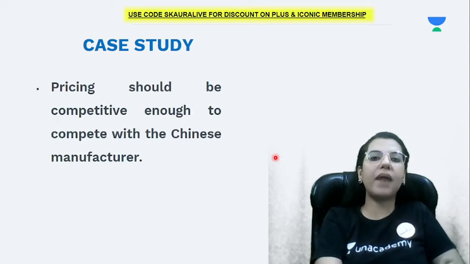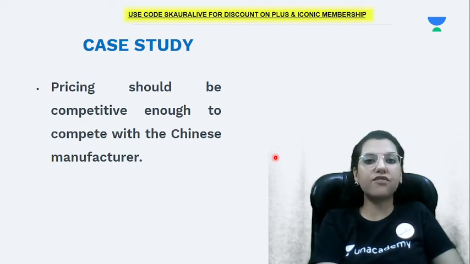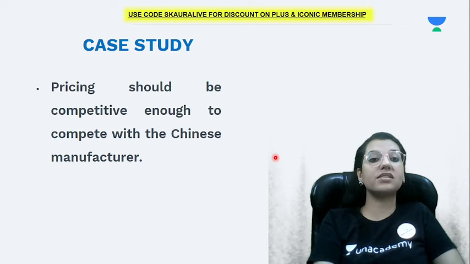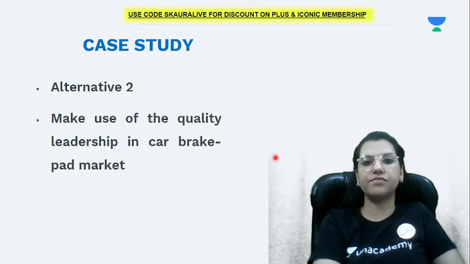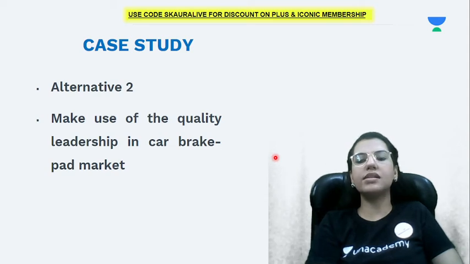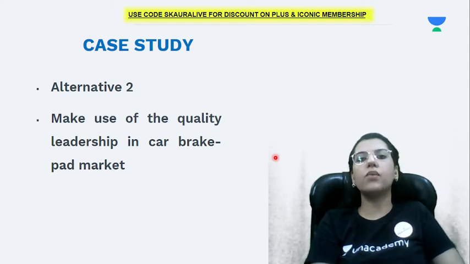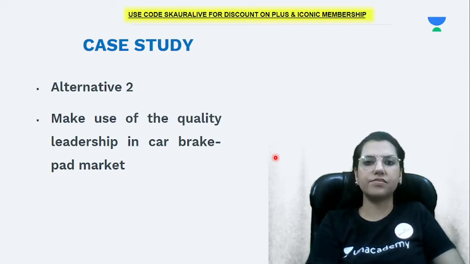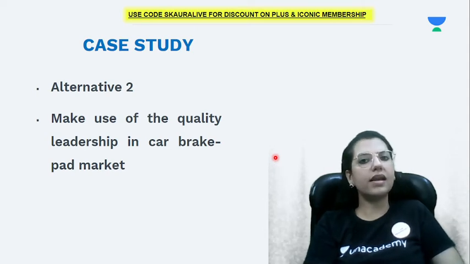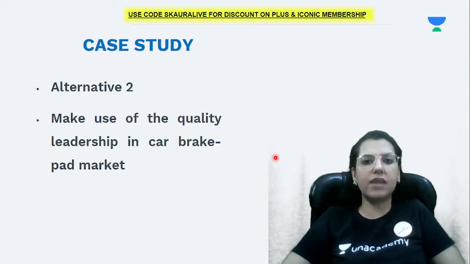Pricing should be competitive enough to compete even with the Chinese manufacturer. Your pricing should be competitive enough. Alternative 2. Make use of the quality leadership. Somebody must be having the quality leadership in the car brake pad. You can say that we are the leaders in quality. If you don't want to compromise on the price, then raise your bar in the quality segment.